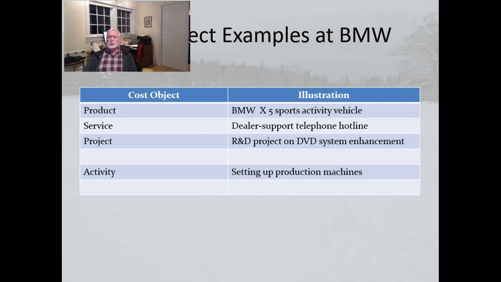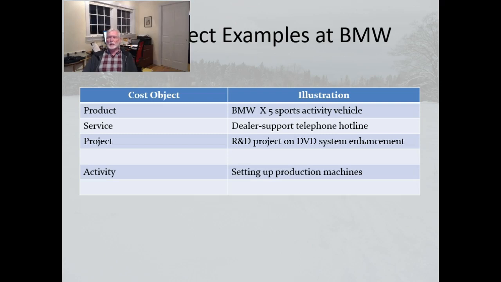They may be doing some R&D projects. The example here is an R&D project on a new DVD system or a system enhancement. Well, what does that cost? How do I allocate the cost to that R&D? Maybe I'm doing R&D on a whole bunch of different things, and people are working on this DVD as well as a whole host of other projects. How do I figure out that cost?